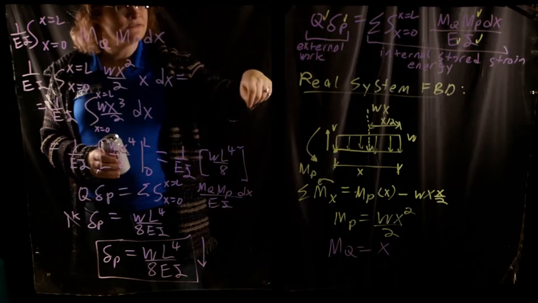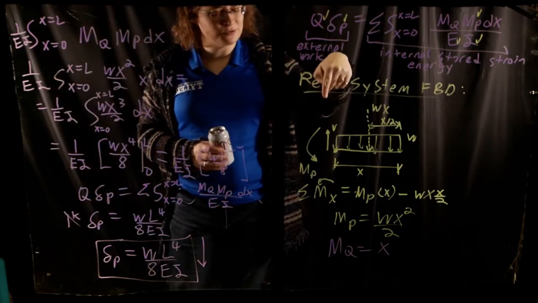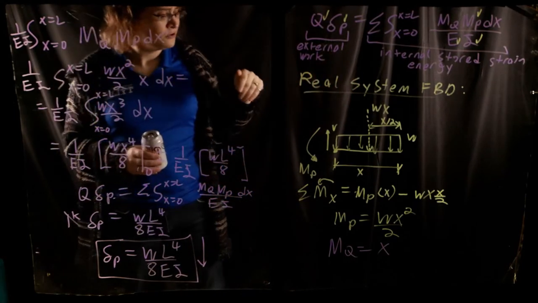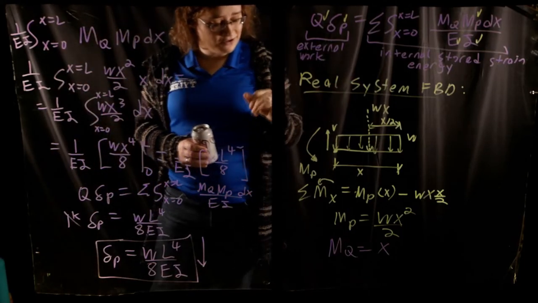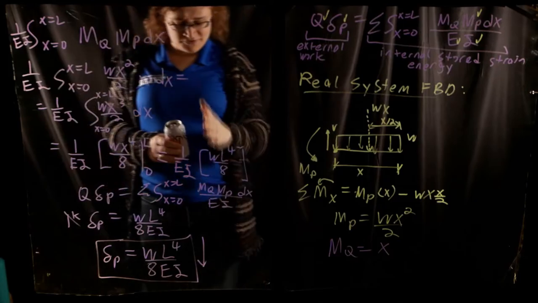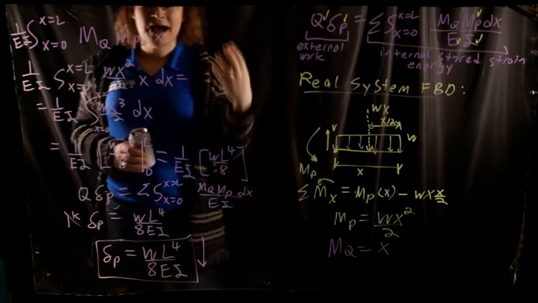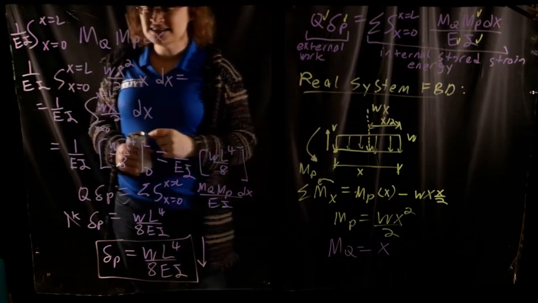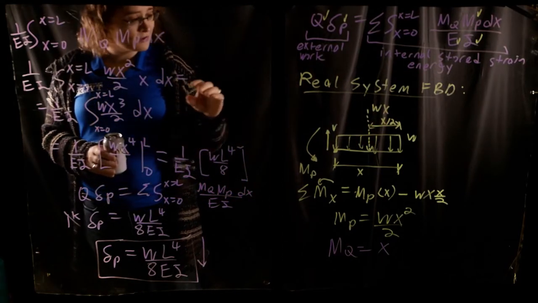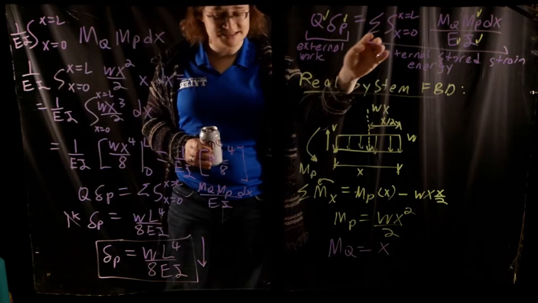And so we were looking for the deflection at x equals L, at the far end of the beam, or I guess x equals 0 in our coordinate system. And so we did that. We applied a unit load and defined a virtual system that way. Then once you have a virtual system, you can do a simple static analysis to find your moment function for your virtual system.